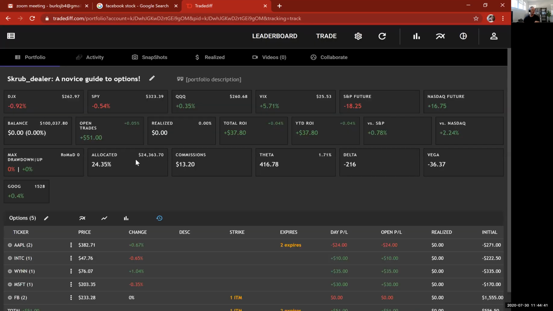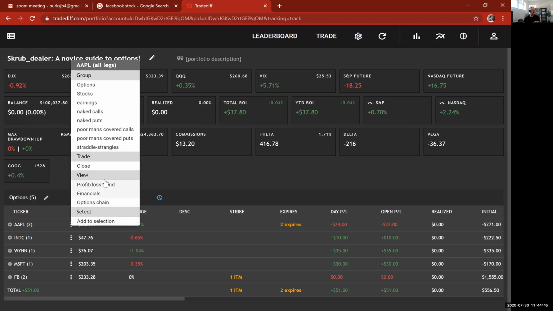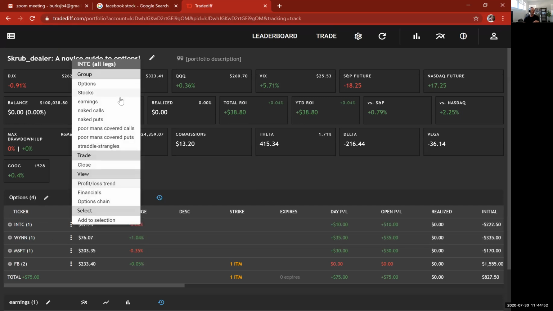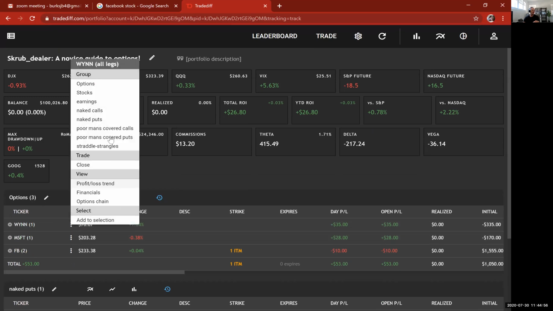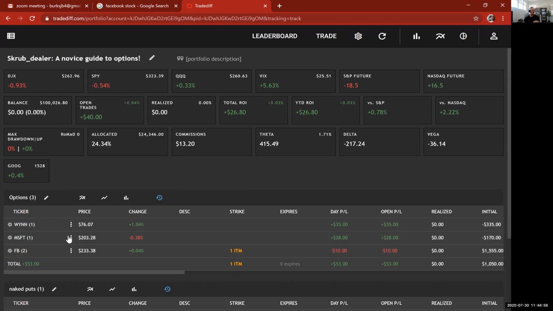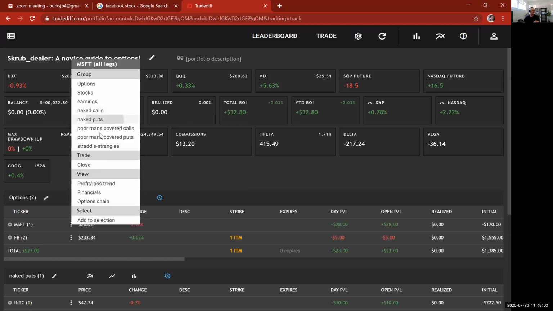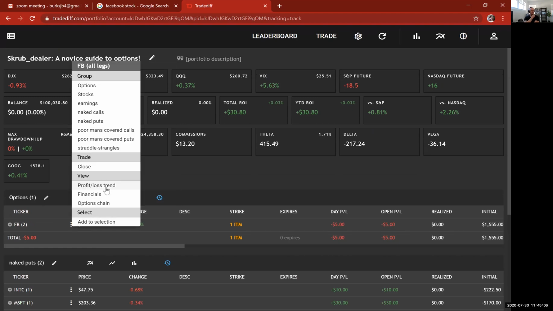And then go down to your Apple trade and select earnings. And then go to Intel and select naked puts. And then go to Win and select naked calls. And then go to Microsoft and select naked puts. And then go to Facebook and select poor man's covered puts.